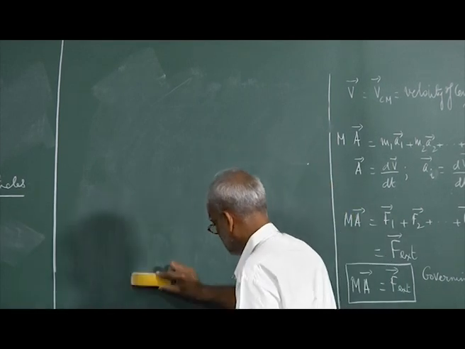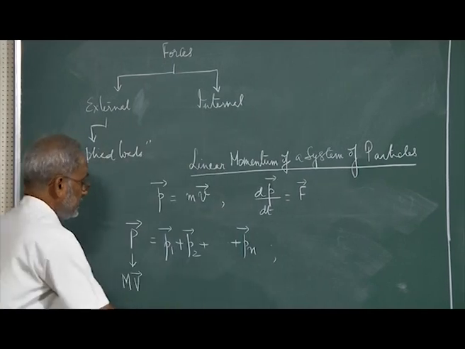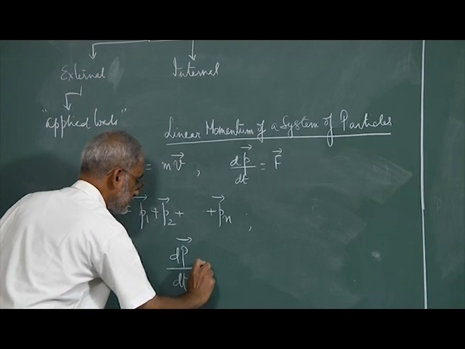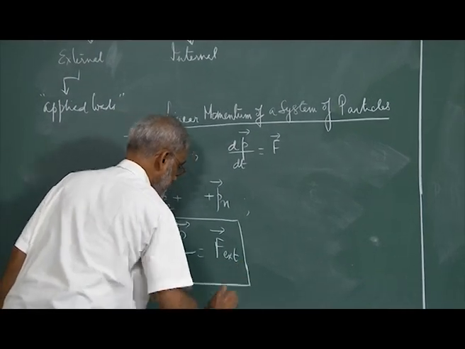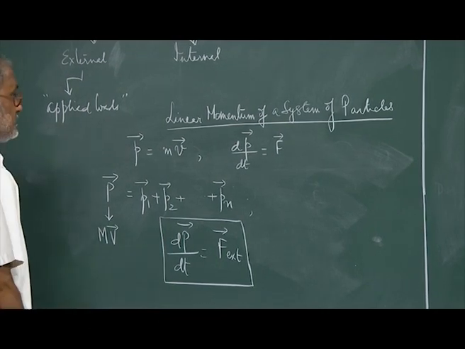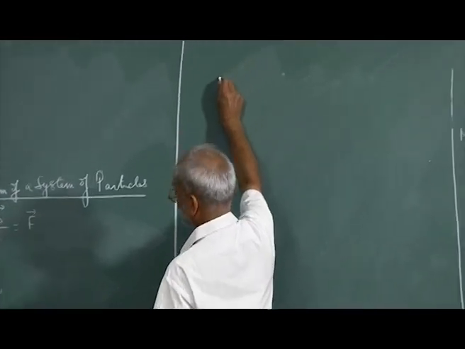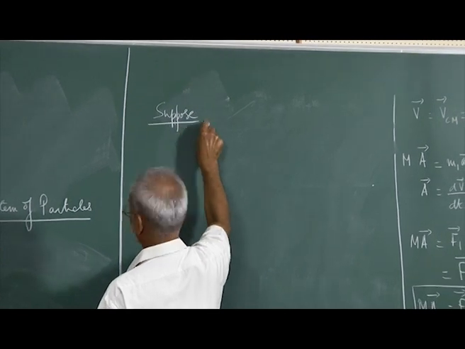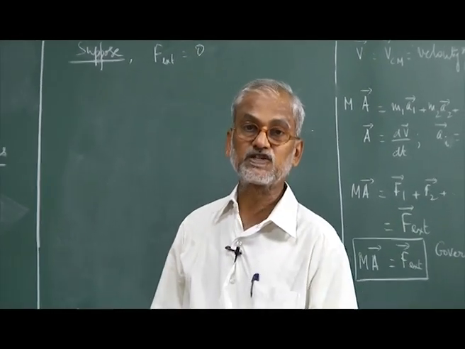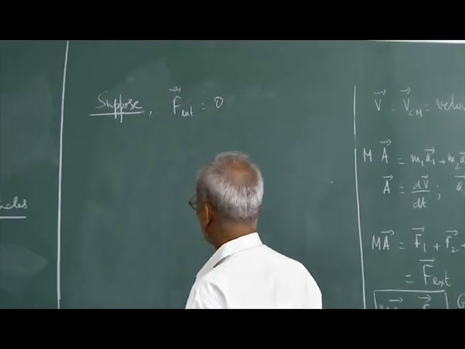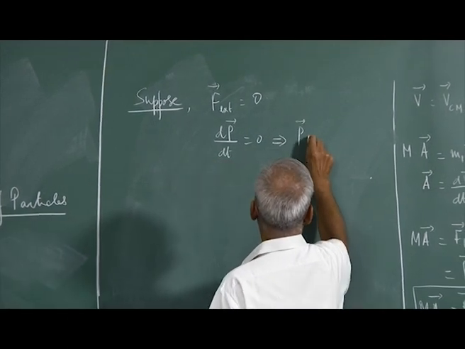If there are no external forces, from this equation I can get dP by dt, the so-called equation of motion for the center of mass. Now we can get very relevant and useful information from this. Suppose F external is 0, there are no external forces acting on the system, then what will happen? Then automatically dP by dt is equal to 0. This implies P is equal to some constant vector.